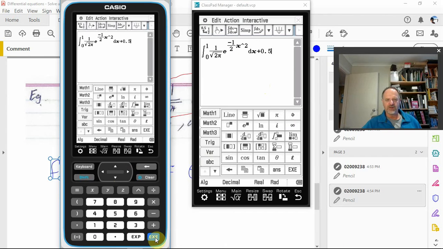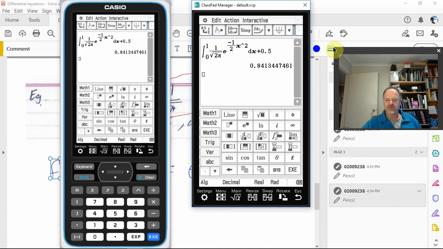And then I go EXE, and there we are, and so it's 0.8413 to 4 decimal places, which is what we were asked to do.